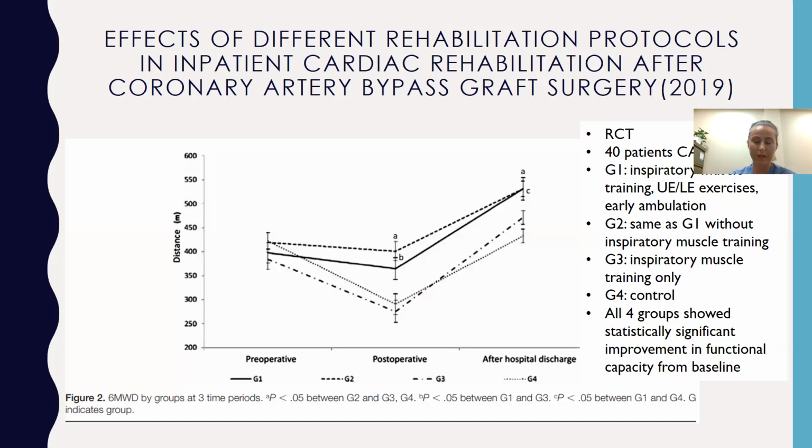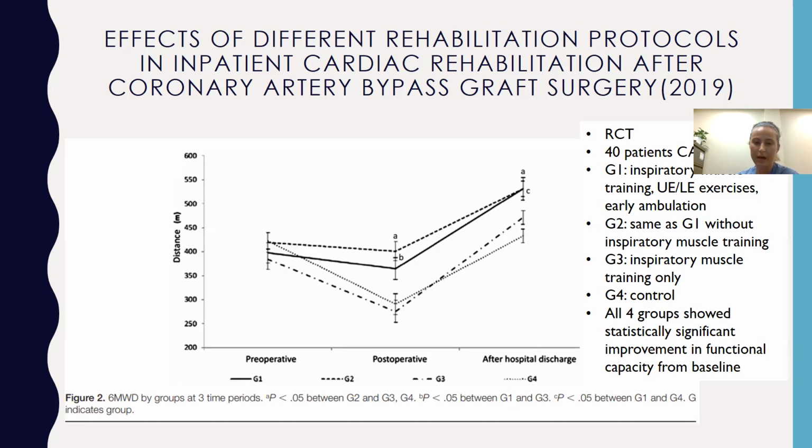So speaking of 6-minute walk test, I also looked at another study. It was a randomized controlled trial that looked at the effects of different rehabilitation protocols in inpatient cardiac rehabilitation after CABG surgery. So for this RCT, they looked at 40 patients that had undergone a CABG, and they divided them randomly into 4 groups. The first group, the therapeutic intervention was inspiratory muscle training, upper extremity and lower extremity exercises, and early ambulation. Group 2 is the same as group 1, but without the inspiratory muscle training. Group 3 was only inspiratory muscle training, and then group 4 was a control.